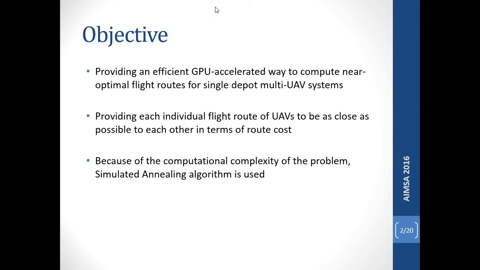Generally, in practice, if the system is composed of homogeneous UAVs, flight routes for each UAV are required to be as close as possible to each other in terms of travel distance. So this requirement is also considered as a constraint in the study, and because it is not feasible to use exact search algorithms because of the computational complexity of the route planning problem, simulated annealing algorithm, which is a probabilistic local search technique, is preferred to use in this study.